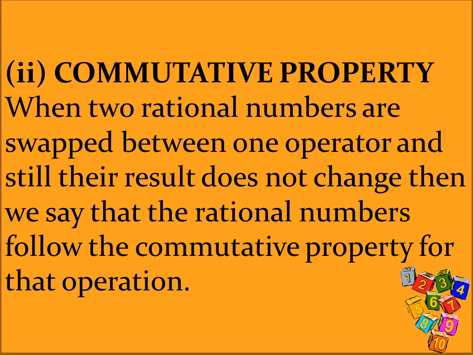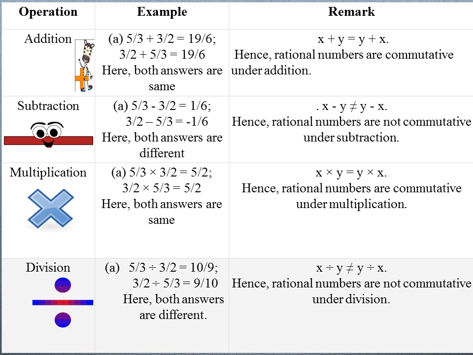Now let's have a look at the second property of rational numbers, that is the commutative property. This property says that when two rational numbers are swapped around one operator and still the result does not change, then we say that the rational numbers follow the commutative property for that operation. Now some examples will help you to better understand this property.